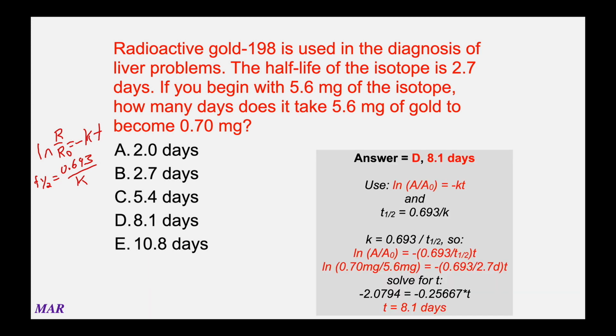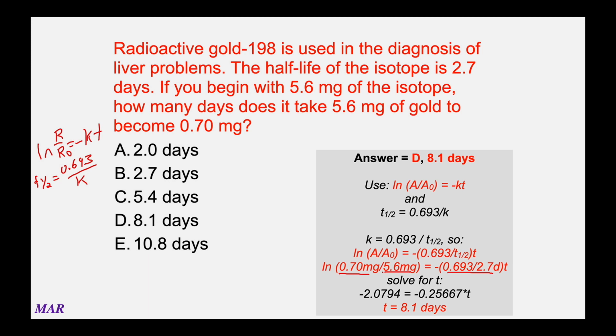So in this problem, oh, here we go. See, I use natural log A over A0 instead of natural log R over R0. Sorry, spastic instructors. Anyway, here's the important part. Natural log A over A0. So A0, how much we started with, is 5.6 milligrams. A is how much is left, 0.70 at this weird time T. But we didn't have K, we didn't have T. However, here is the way to solve for K: 0.693 divided by the half-life, divided by 2.7 days.